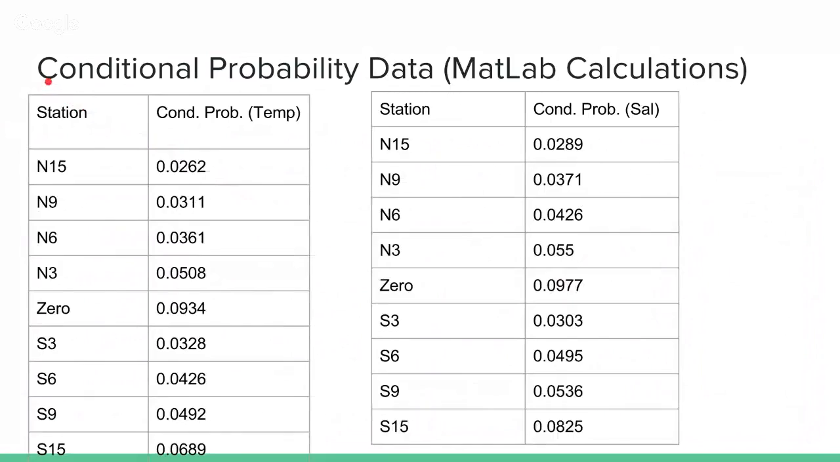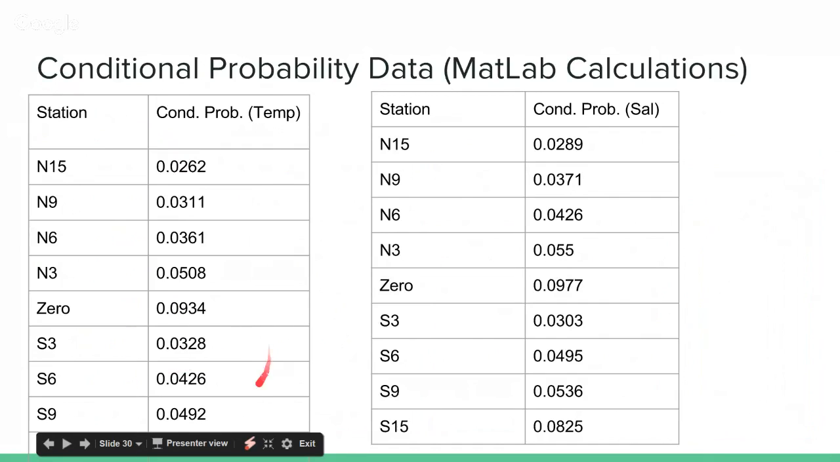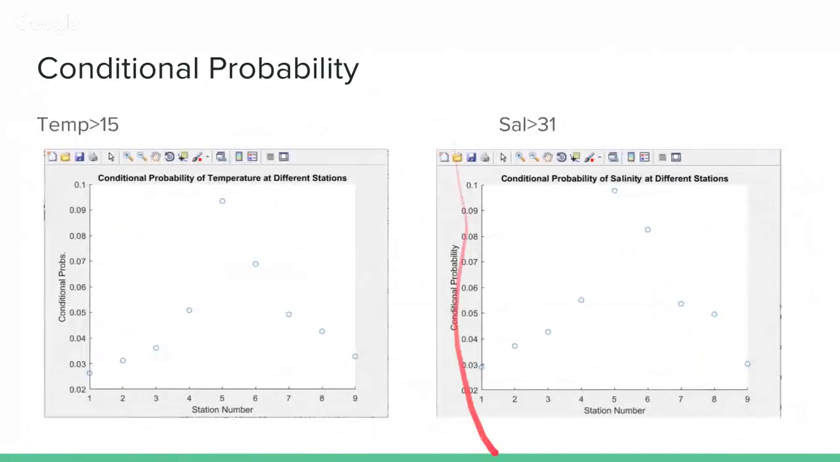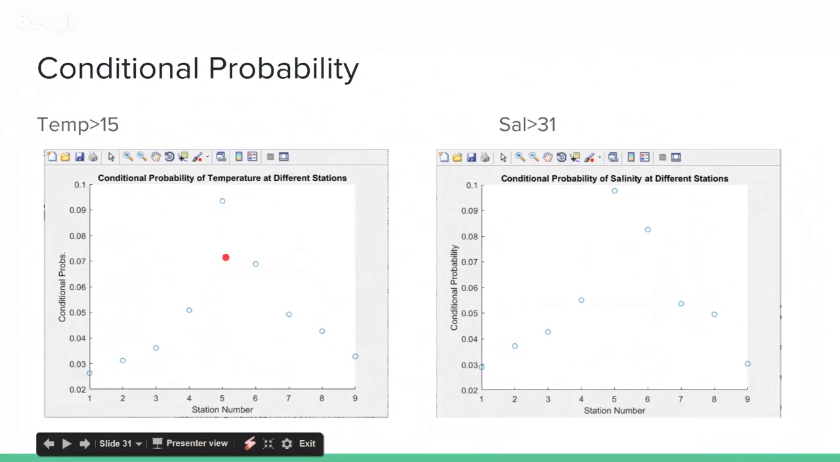All right, so on this slide, we have the probability data of the stations, the conditions, and the conditional probability of temperature and salinity. If you look closely, you'll see that these numbers have a certain pattern to them. From N15 to 0, you'd see an increasing pattern, and from S3 to S15, you'd also see an increasing pattern. Same with the salinity. If we graph it, we would see this trend right here.